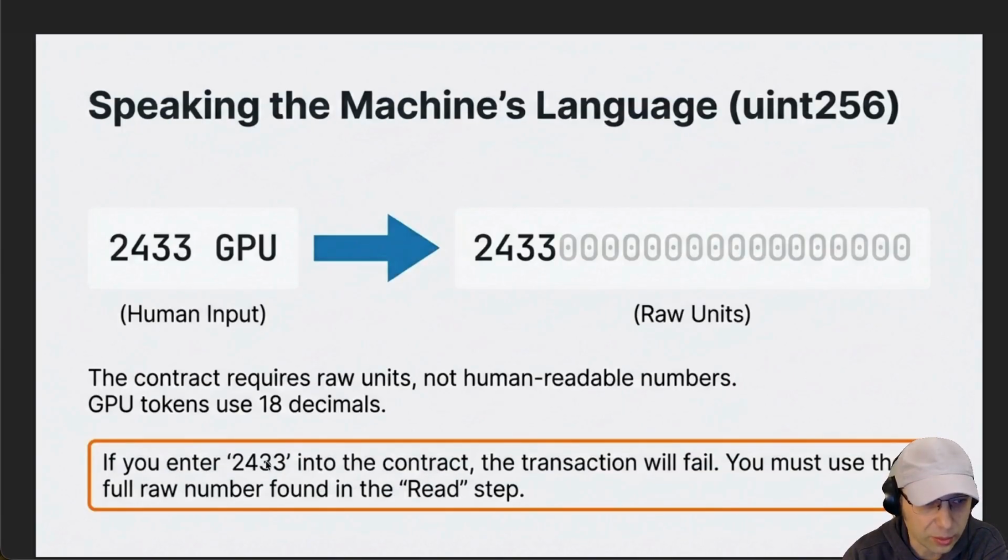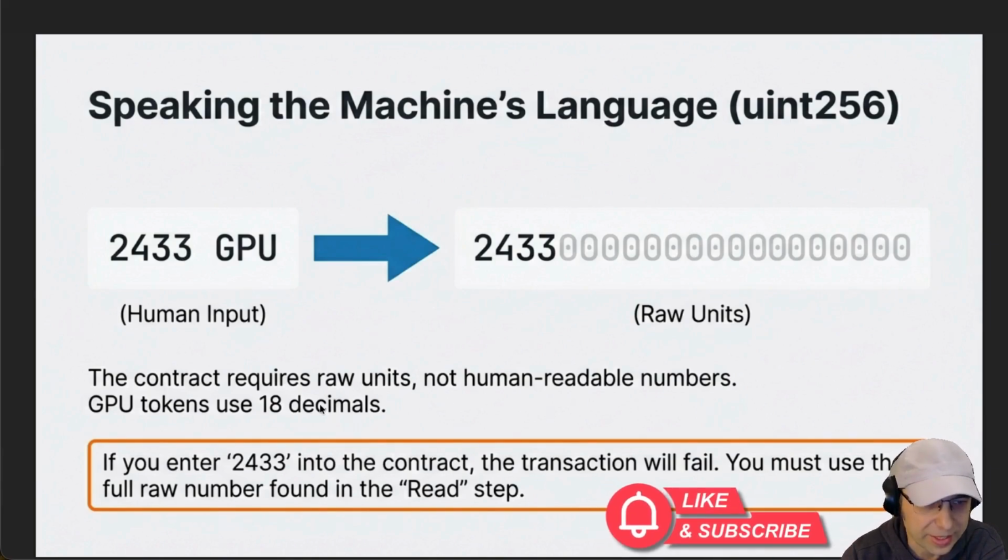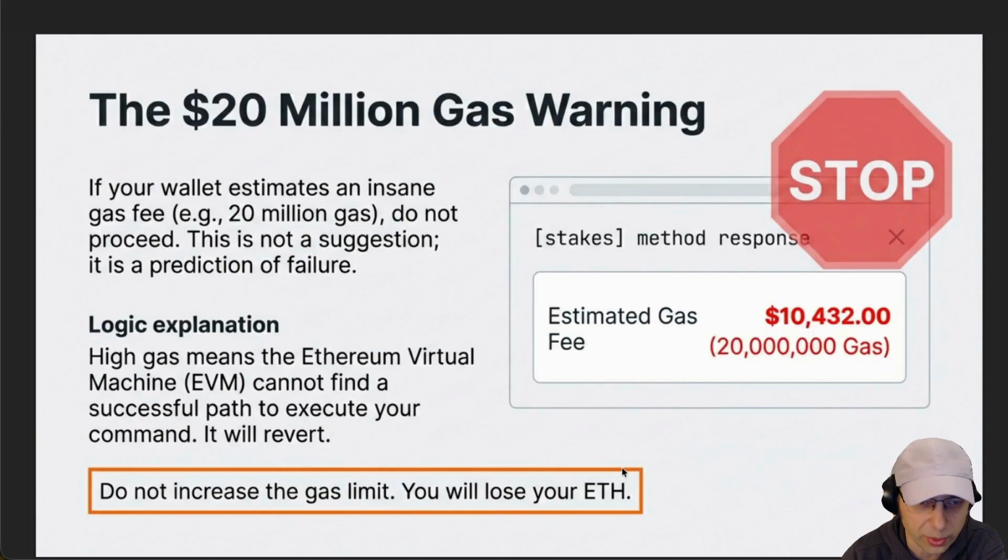If you enter only the number without those zeros, the transfer will fail. You must use the full raw number, 18 decimals. This failing transaction is very important, and let's see why. So this happened to me. Luckily, I didn't have enough funds on my account.